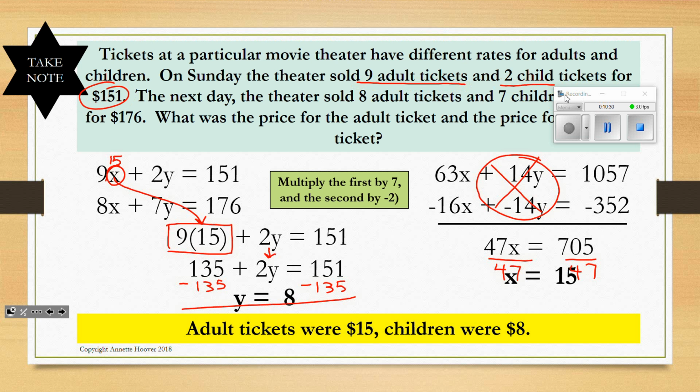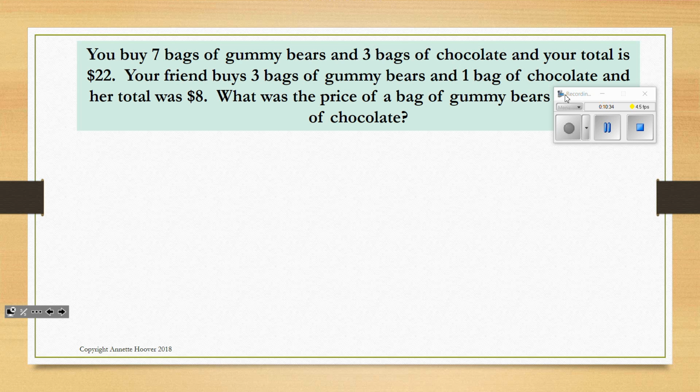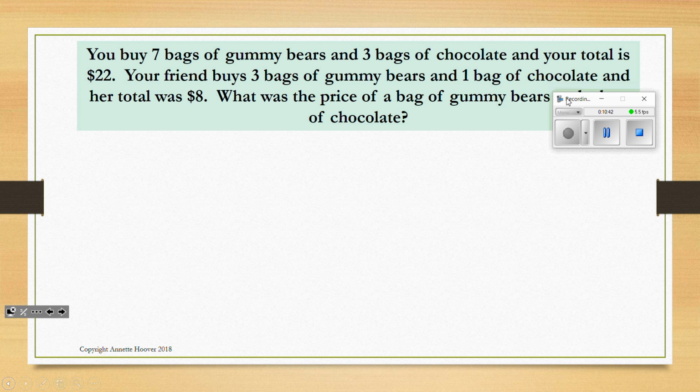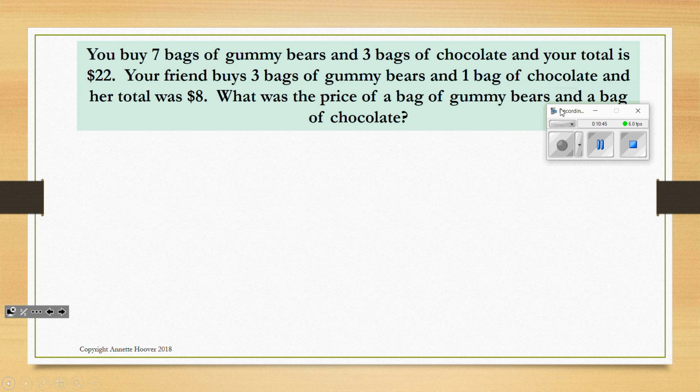Oh, $15 and $8, not the number. My apologies. You buy 7 bags of gummy bears and 3 bags of chocolate, and your total is $22. Your friend buys 3 bags of gummy bears and 1 bag of chocolate, and her total was $8. What was the price of a bag of gummy bears and a bag of chocolate?